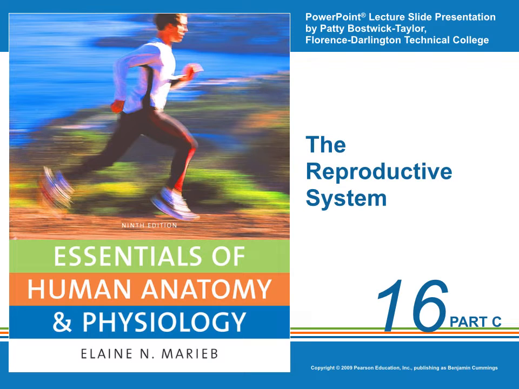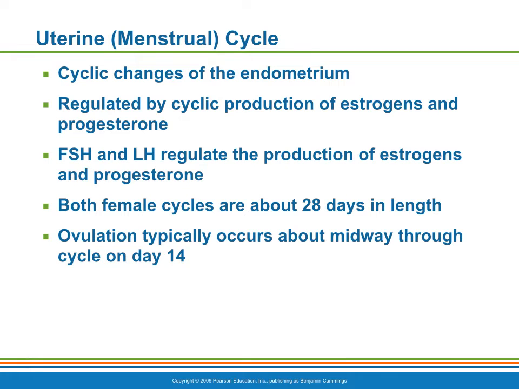Okay, before we finish up here, we have to talk about two cycles. One is the uterine or menstrual cycle. These are the cyclic changes that occur in the endometrium, the endometrium being the outer wall of the uterus. When we produce these hormones, there are two different female cycles. Both cycles are about 28 days in length. That's an average. Ovulation occurs about midway through the cycle, and that is day 14.